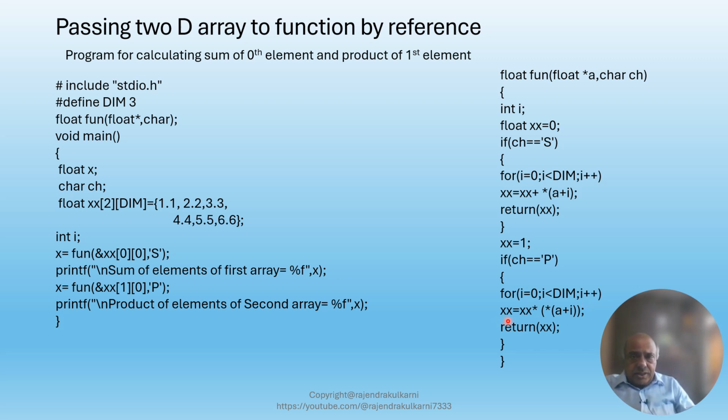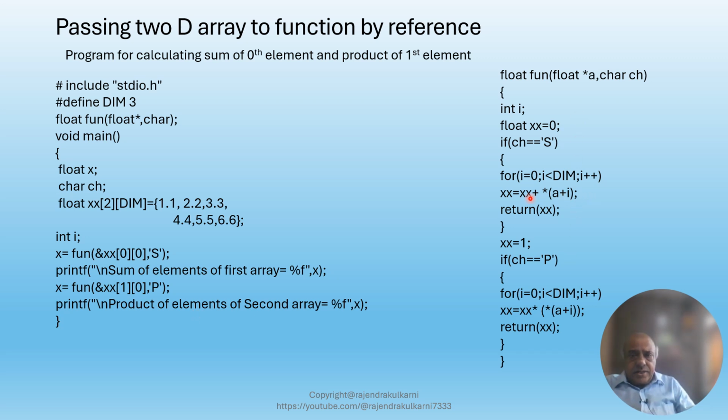We have declared xx as a float variable. So we are getting the product of all the elements of this 1D array, which is the first element or element number 1 of the 2D array, and that value is returned through this return xx statement, will be collected in the variable x in the main, and its value will be displayed by this printf statement.